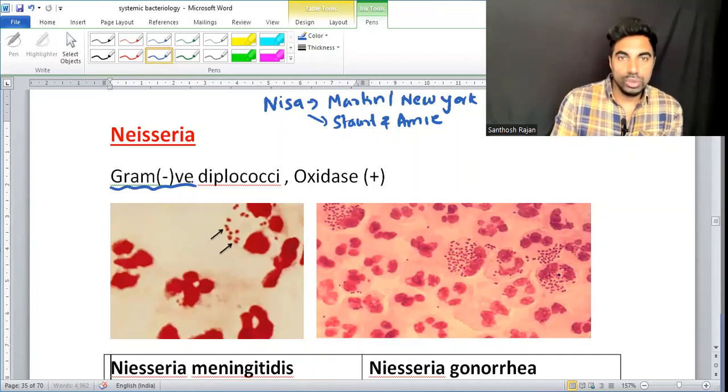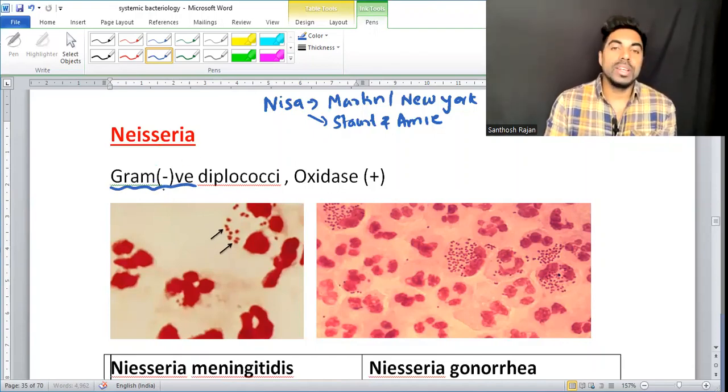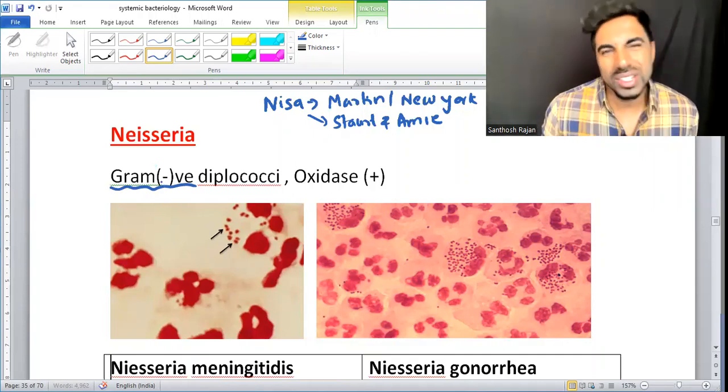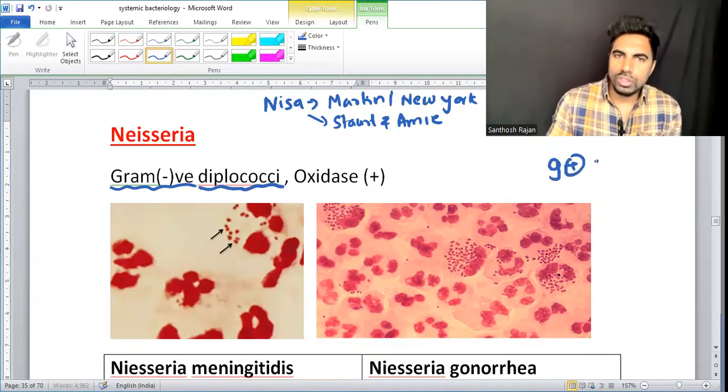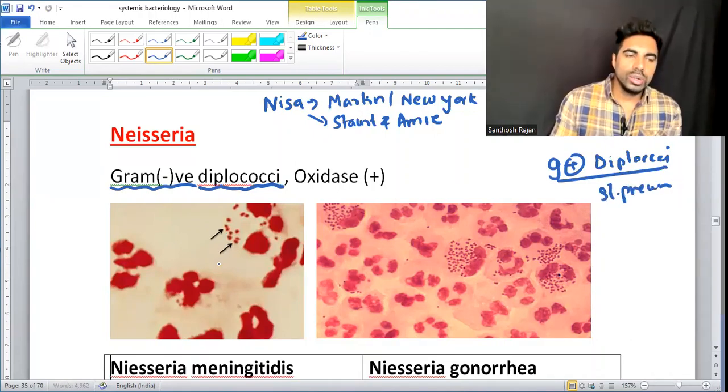Gram negative cocci: usually cocci like Staph and Strep come in gram positive. Otherwise Neisseria gonorrhoeae and Neisseria meningitidis come in gram negative. Veillonella also, but less so. Remember, both Neisseria are gram negative diplococci. If you're talking about gram positive diplococci, it is Streptococcus pneumoniae.